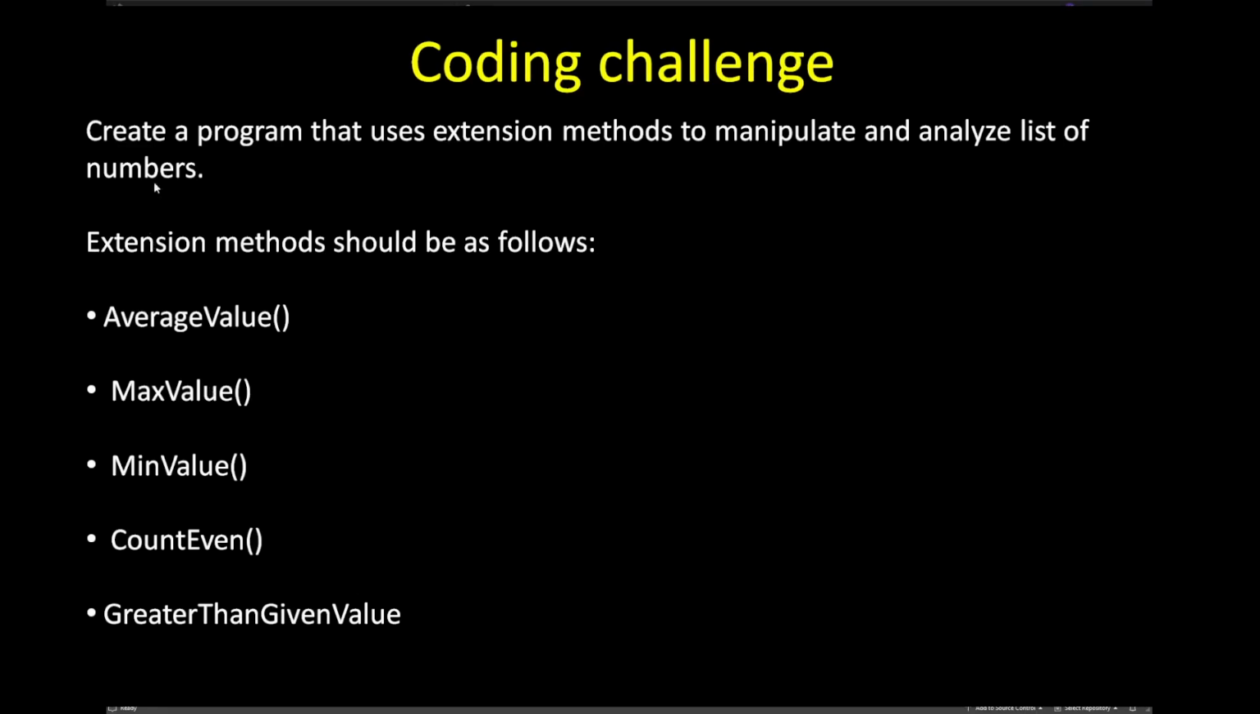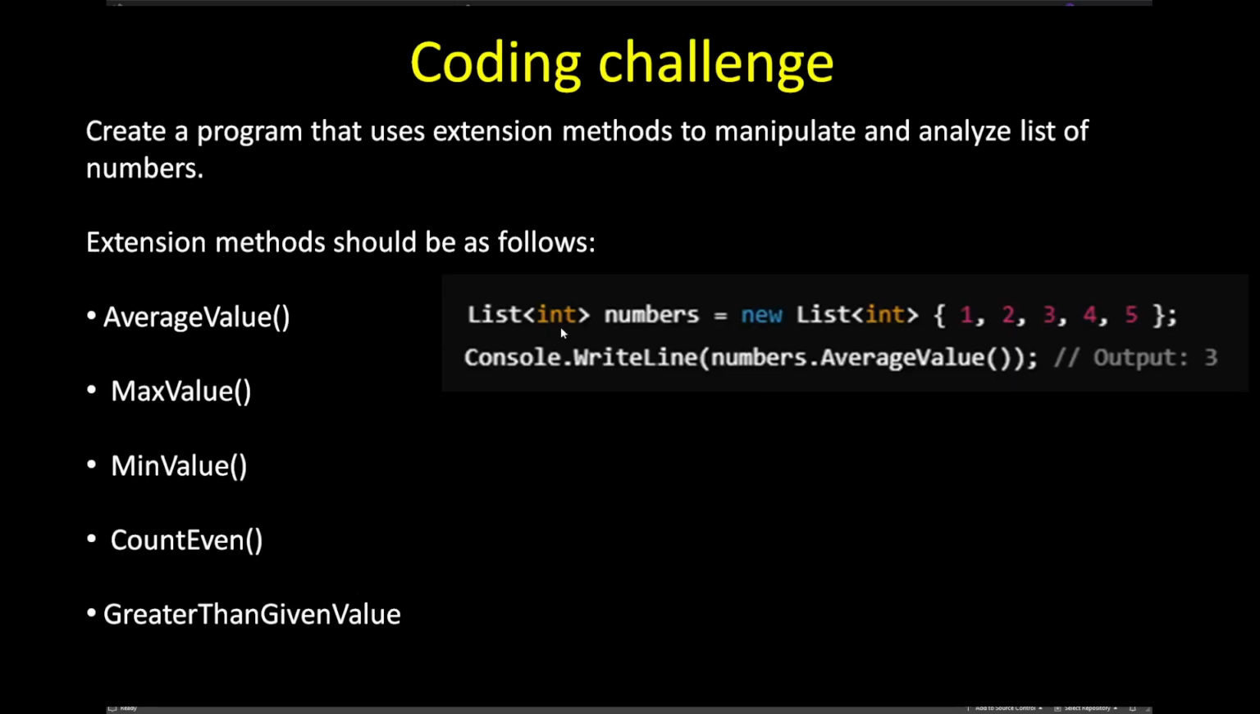Here's a quick coding challenge. Create a program that uses extension methods to manipulate and analyze a list of numbers. Extension methods should be as follows. AverageValue, which calculates the average of the list. So basically we have our list numbers. If we pass in 1, 2, 3, 4 and 5 as list values, then our average value should be outputted as 3. Then we should have another extension method called MaxValue.